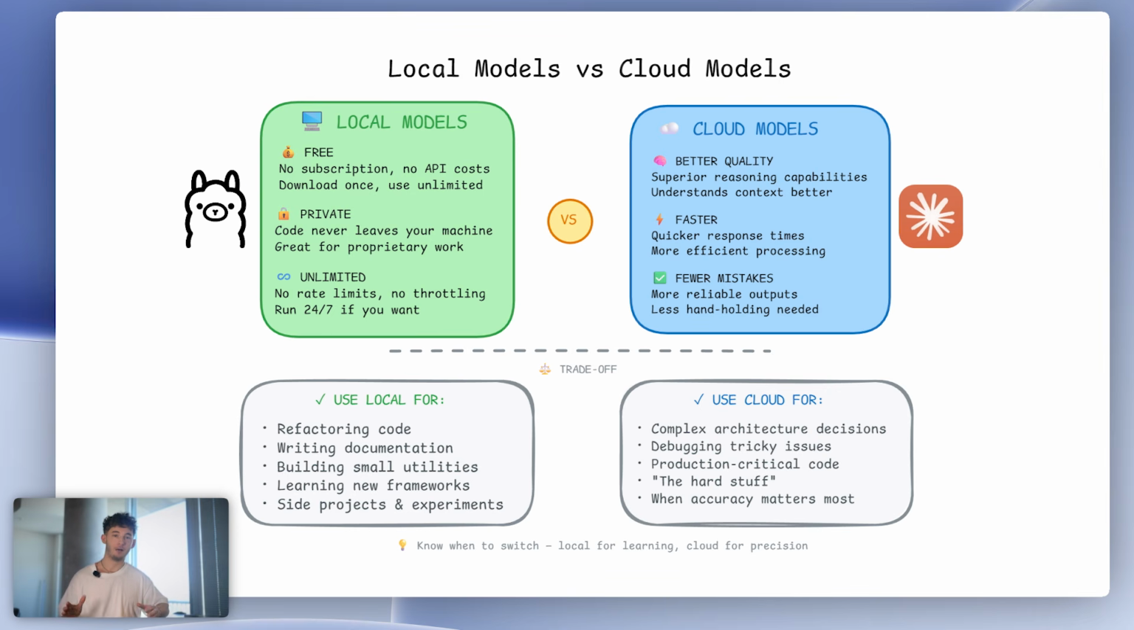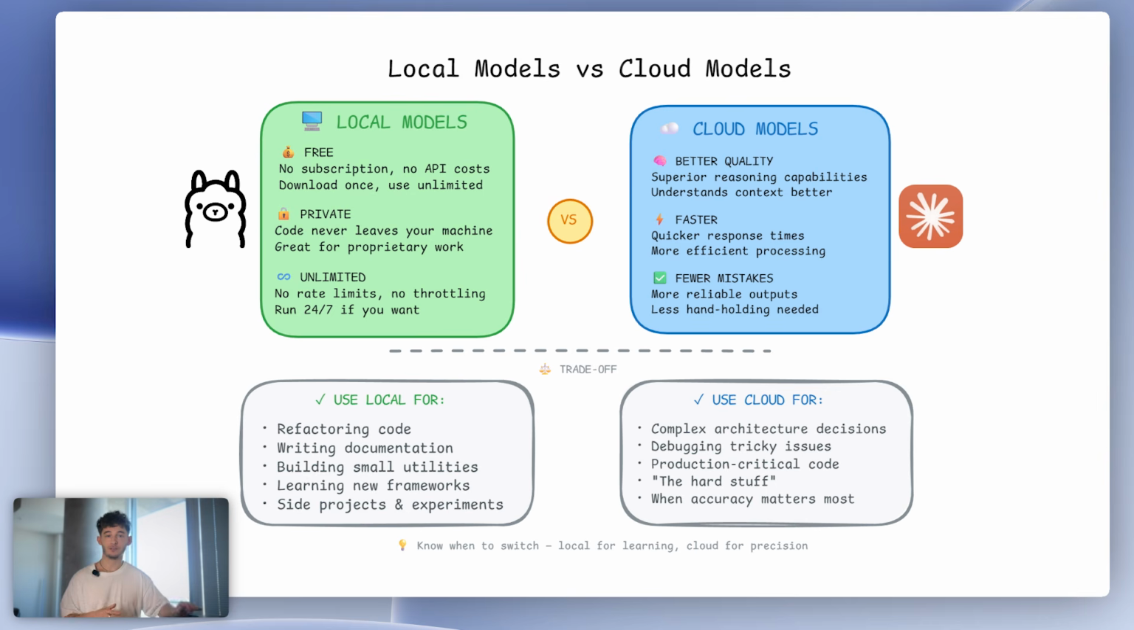Now let me just be clear about when this actually makes sense and when it doesn't. If you're already paying for Claude Code and you're happy with Opus or Sonnet, you probably don't need this unless you just want to run things completely privately or a range of other things. Those models are better, they're faster at reasoning, they understand context a lot better, and they make fewer mistakes. That is just reality. But there are some really good reasons to run local models.